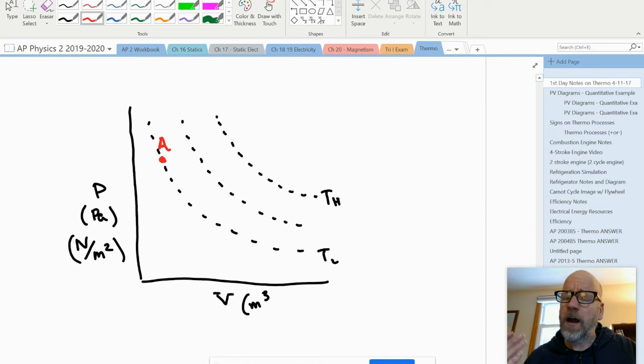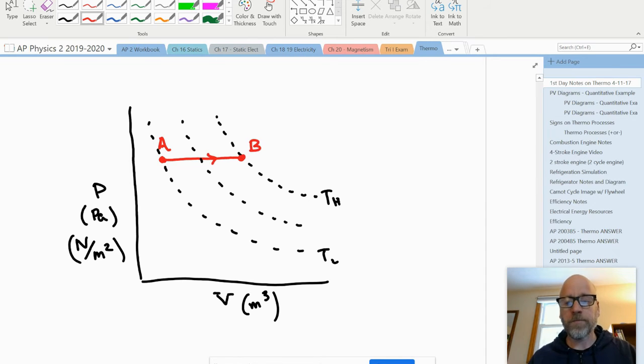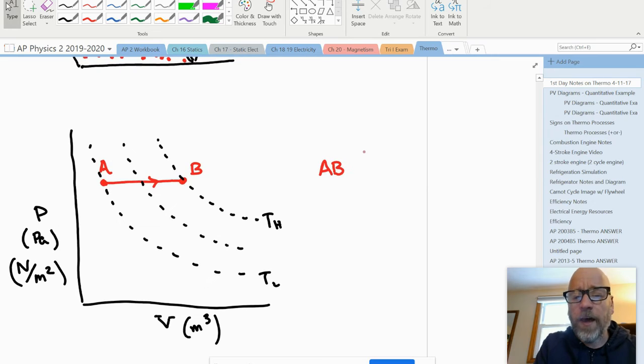Ready? If I were to take this gas through a thermodynamic process where the first step was I allowed the gas to expand while staying at the same pressure, I am going to call that process AB. And what would I call that? I would call that isobaric expansion.